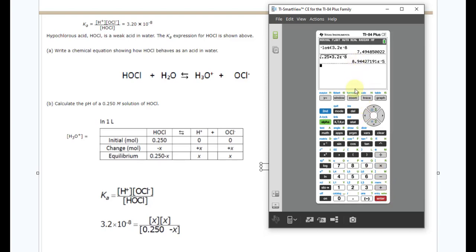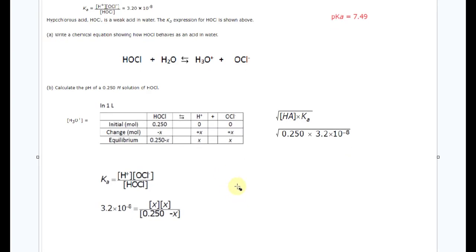In fact, let's go back to our math mode, look at our numeric solver, where we solved. We got 8.9426 and 8.944. Very, very close to 3 significant digits. You're set. That really is going to give us our answer. So we can say our hydrogen ion concentration is going to be that value.